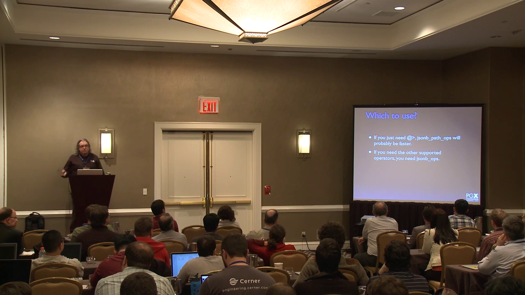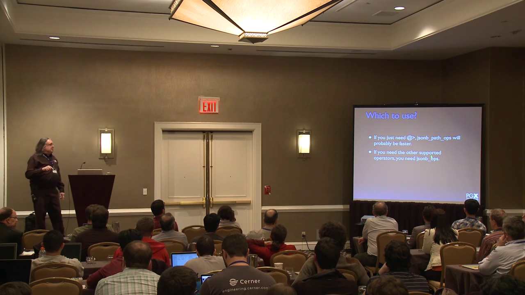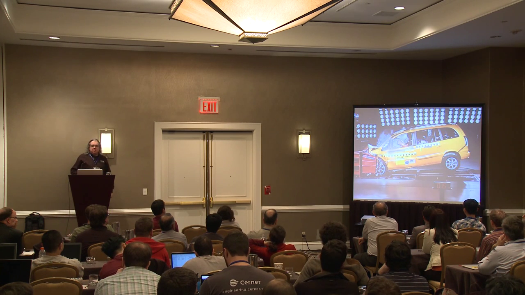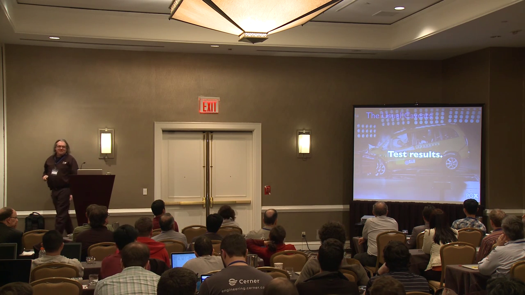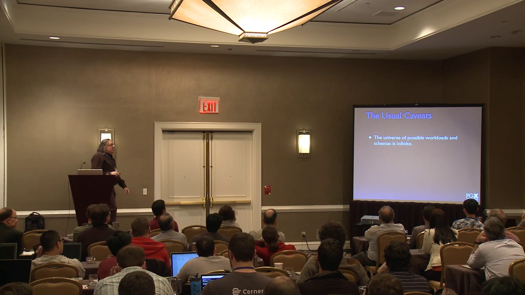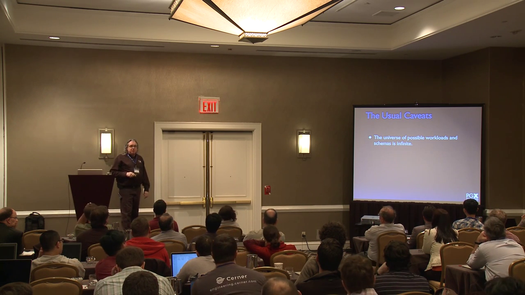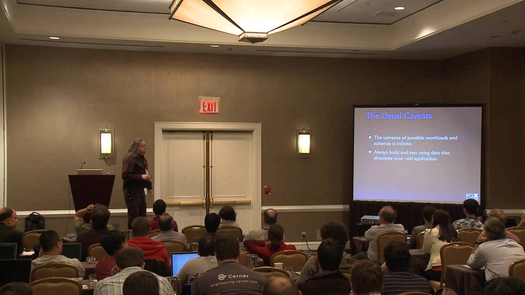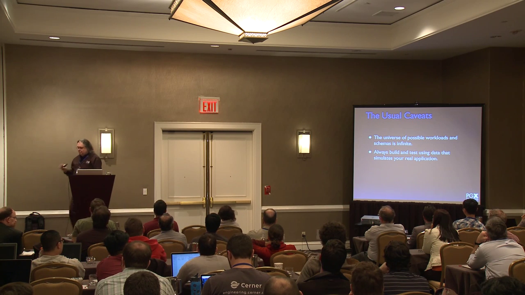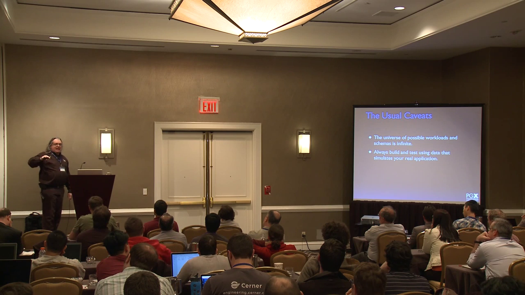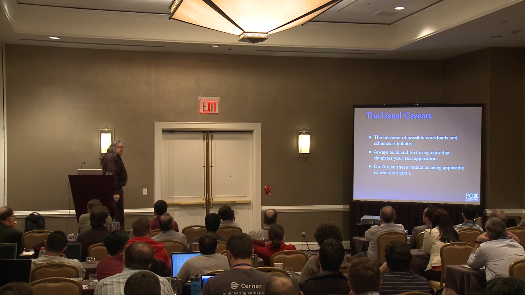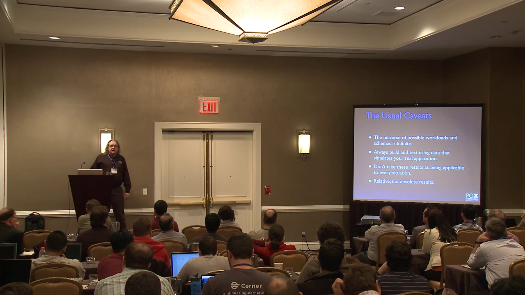If you need the other supported operators, you need the default, which has the name JSONB ops, but it's the default you get if you don't specify anything. But let's find out, because here we have test results, some performance testing. This is my usual caveat when I'm doing performance testing. There's an infinite universe of what you do with your database versus what I did with my test database. So always build and test using data that simulates your real application. I hate for people to emerge from talks like this and say, Postgres is better at blah, because it depends on what you are really doing. So don't take them as being applicable to every situation, and these are relative, not absolute results, of course.